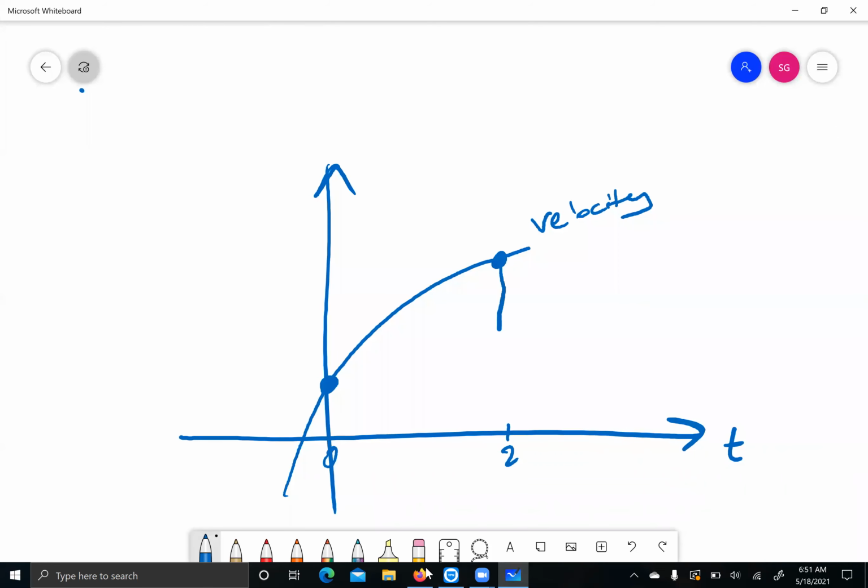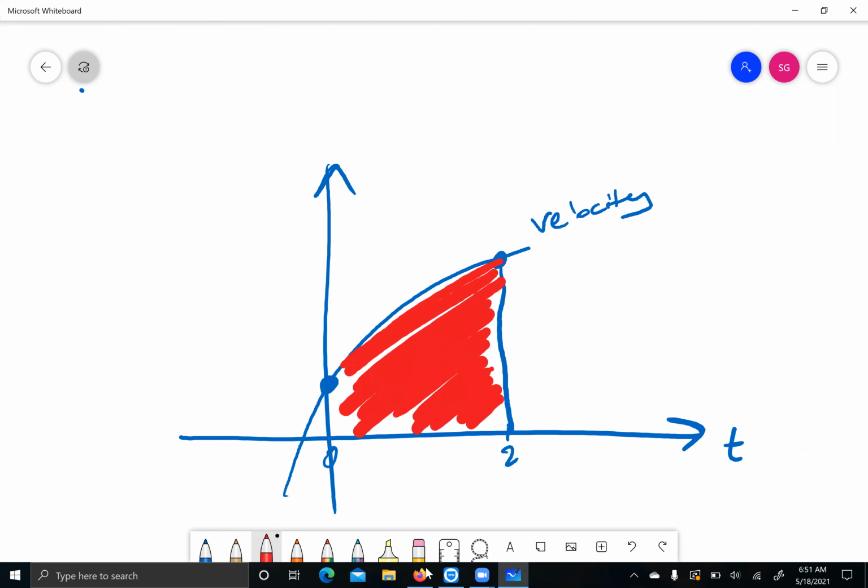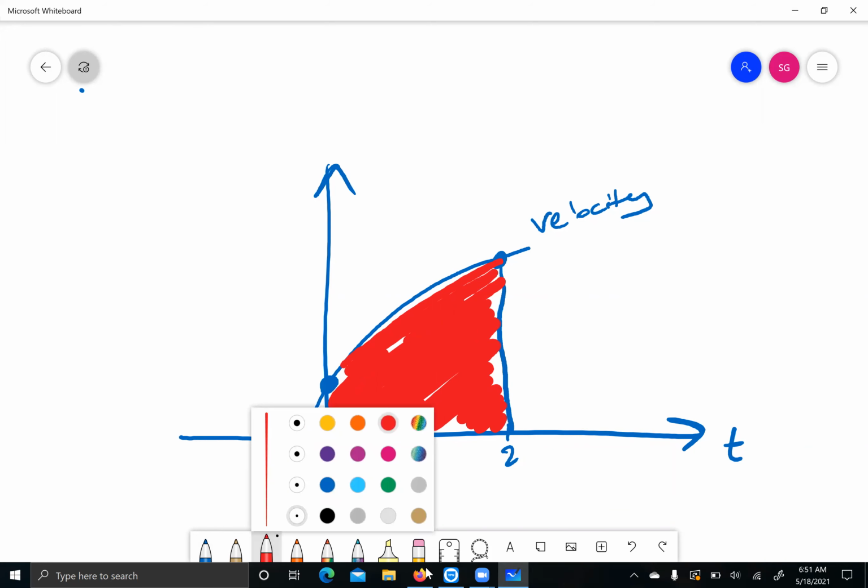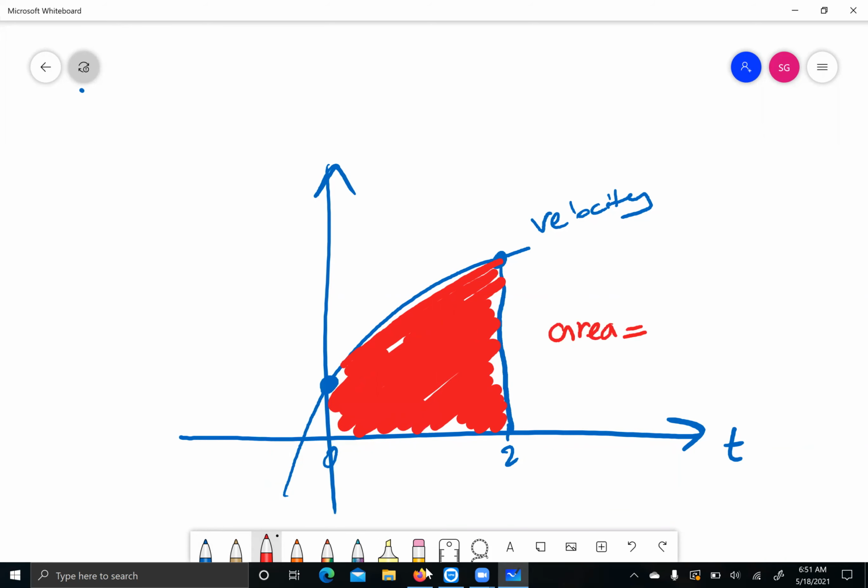So we know that the distance traveled by this object can be obtained by this area. So if we can find this highlighted area, this area gives us the distance traveled by the object. So we need to find this area. We don't have any formula to find this area, but we can estimate it. So we are going to estimate this area.